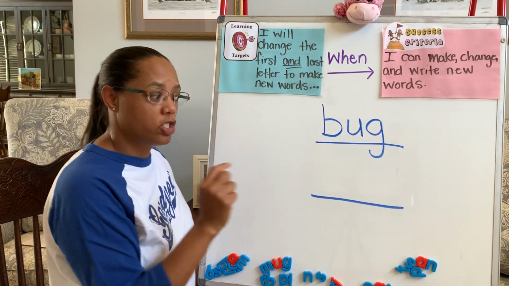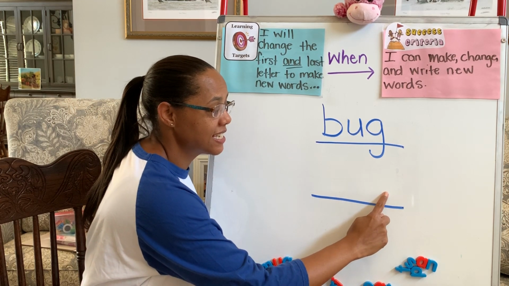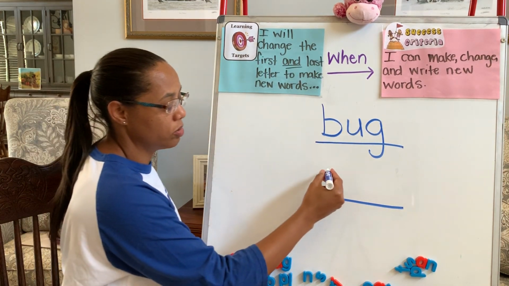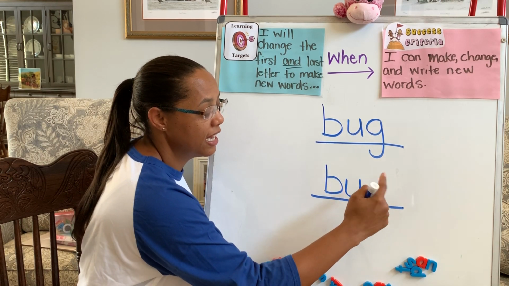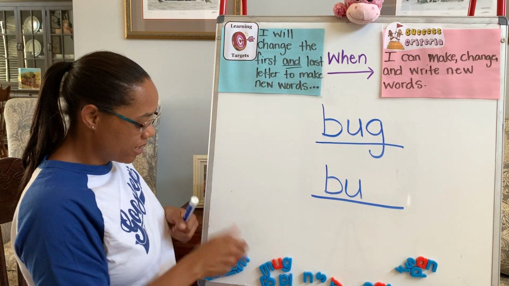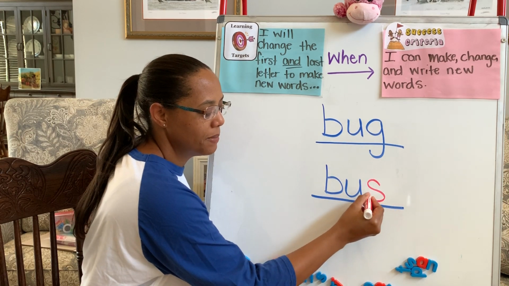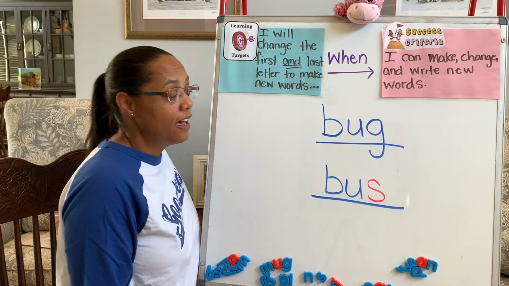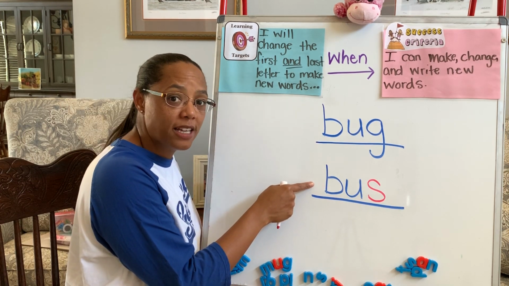B-U-G. Now let's stretch it out. B-U-S. Now we're going to keep these two because we're not changing the first and the middle. Bus. Yes, you're telling me how to do it. Bus. First it was bug, then it's bus.